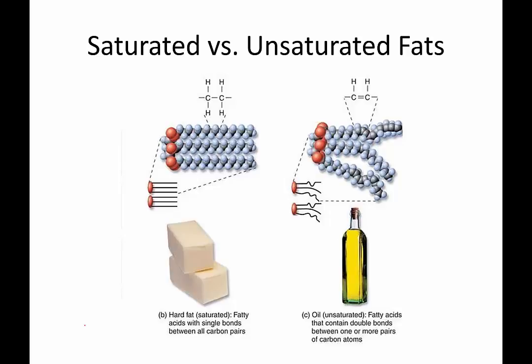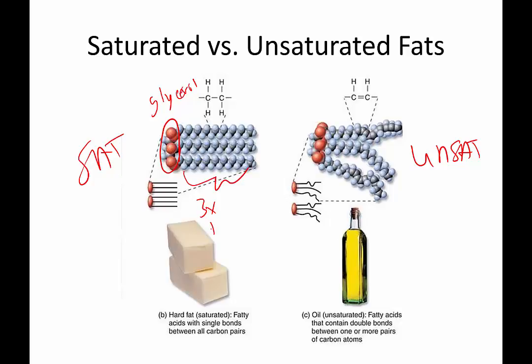So on the left-hand side of this picture, we actually have a saturated fat. On the right-hand side, we have an unsaturated fat. And we're going to look at these triglyceride molecules right here. So remember, a triglyceride has two major parts. It has a glycerol, and then it has 3 fatty acid tails. That's the same for both saturated and unsaturated fats. The major difference between the two is the number of double bonds in the fatty acid tails.